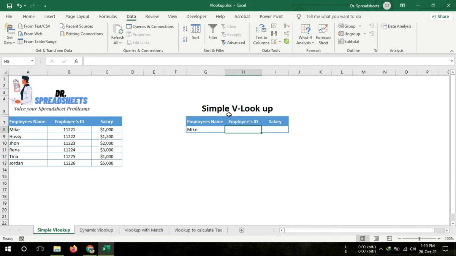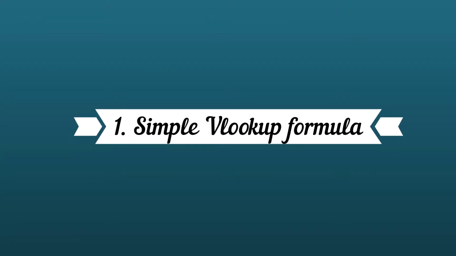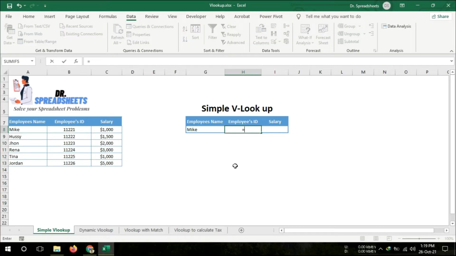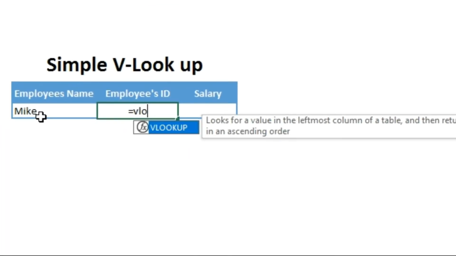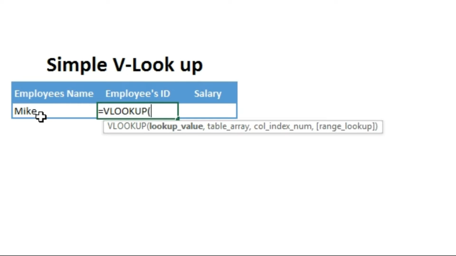First we will explain with the help of a simple VLOOKUP formula. For example, I want to have the employee's ID here based on this employee. Based on this cell, I will type the VLOOKUP formula. The formula says there are 4 arguments. The first argument is what you want to look up. I will tell the formula that I want to look up this G8 cell.